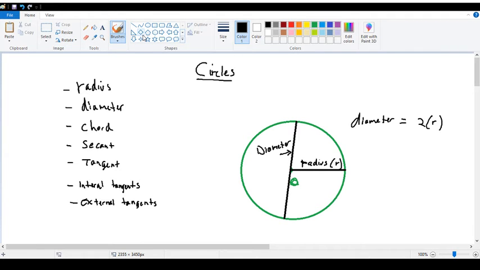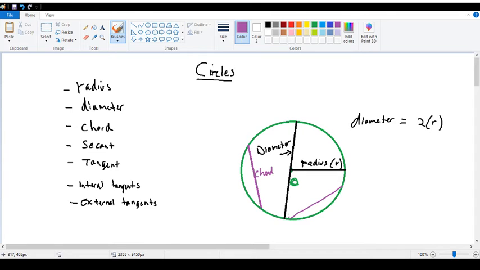Then we have a chord. A chord is a segment from one side of the circle anywhere to the other side of that circle. In this case, it could be through the center, or it does not have to go through the center. We call that a chord. So this is a chord, and the chord could also be the diameter, but just know that the chord does not have to go through the center of that circle. So that's another chord.